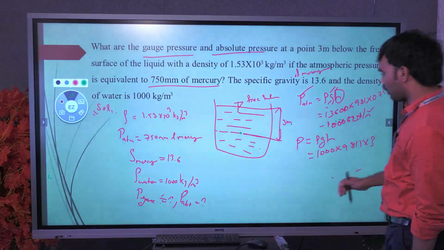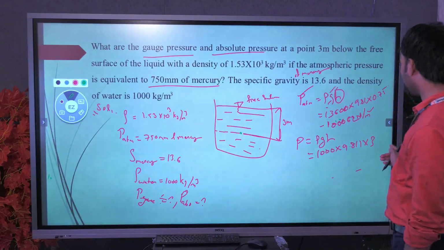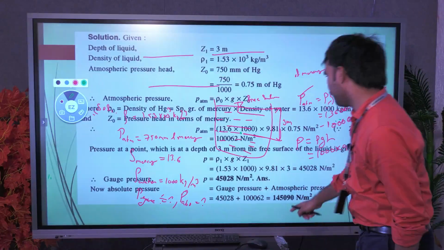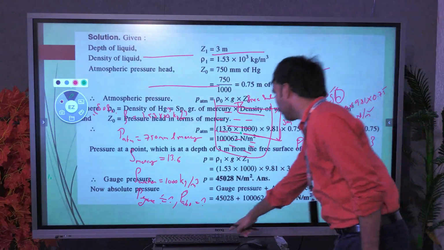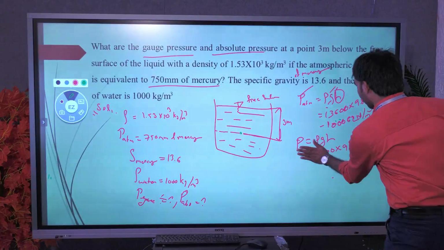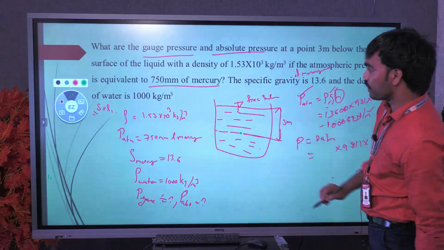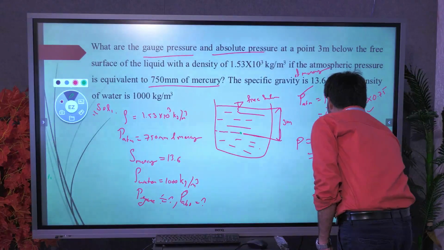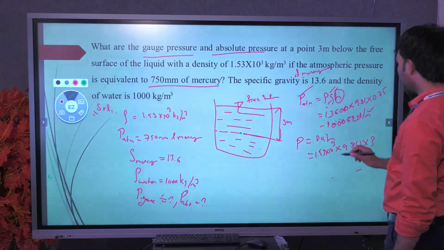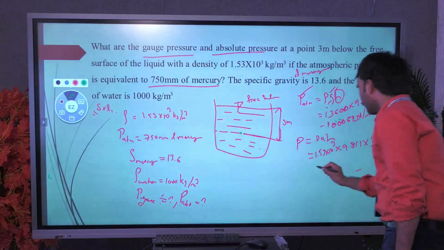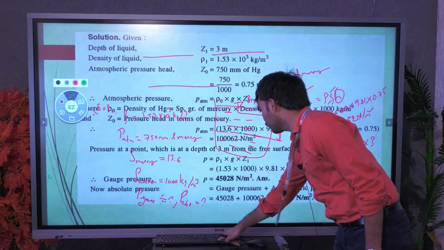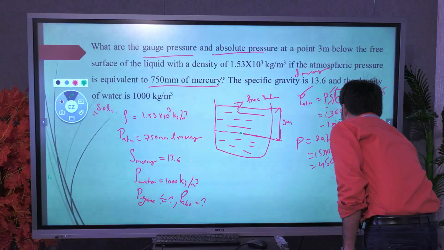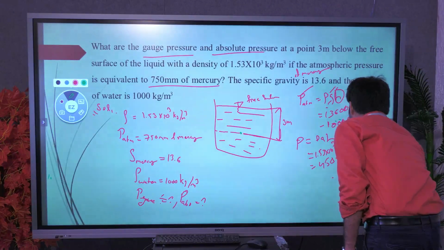So that will be how much? Rho GH, that means 3 into 3000 into 9.81. Oh, sorry, it's not water. The density of the fluid is given as 1.53 into 10 to the power of minus 3. So then you will get 45,028 Newton per meter square.